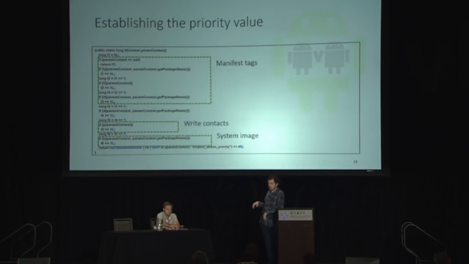Then the app would check if it was able to get into the contacts database, and in that case, it would add an additional priority value. And finally, the app would check if it was part of the system image. So the nice thing about all these checks is that the first checks give the priority value a little bump, but the last ones make the priority value grow a lot.